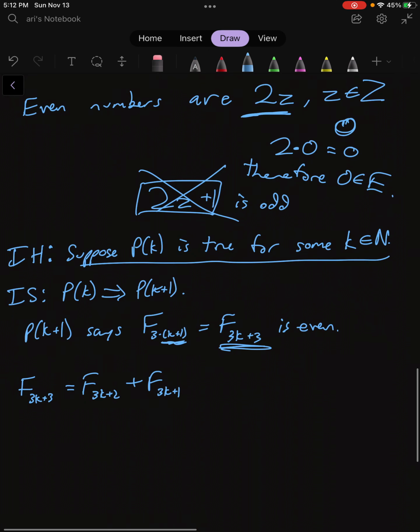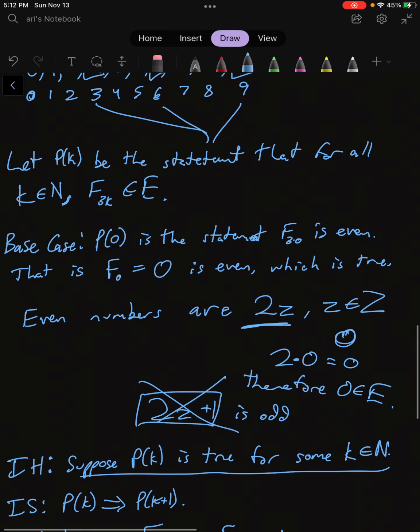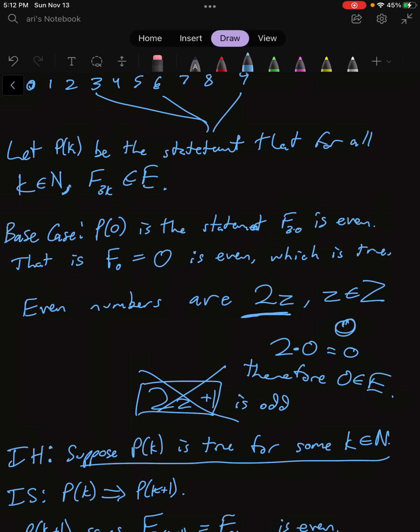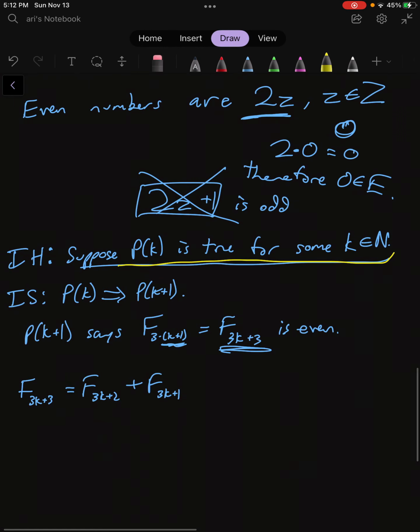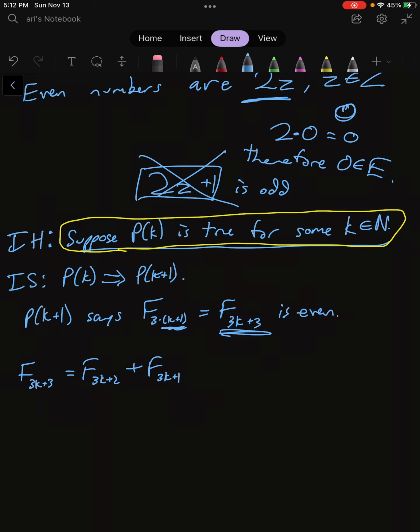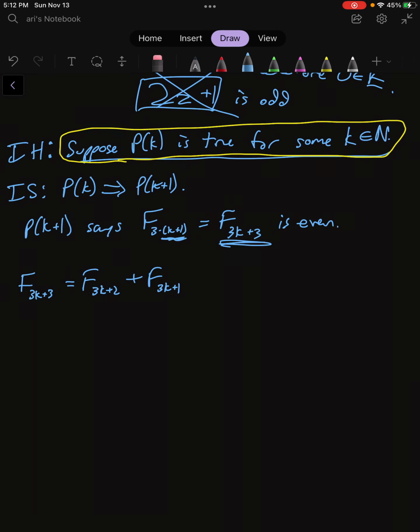We want to use our inductive hypothesis. Our statement P of k tells us about f of 3k, so we want to use that. That's what our inductive hypothesis is telling us about, and we want to use that in our proof. So what can we say about this? Well, f of 3k plus 2, f of 3k plus 1, I don't know so much about these things. They're just as unfamiliar to me as f of 3k plus 3.